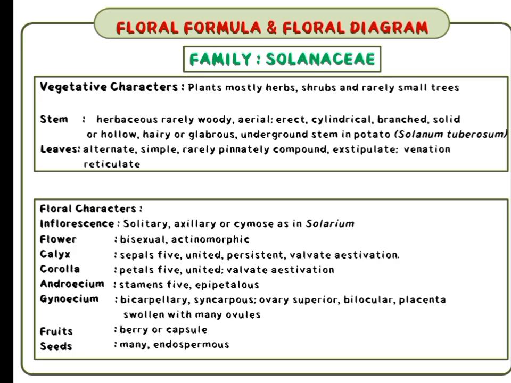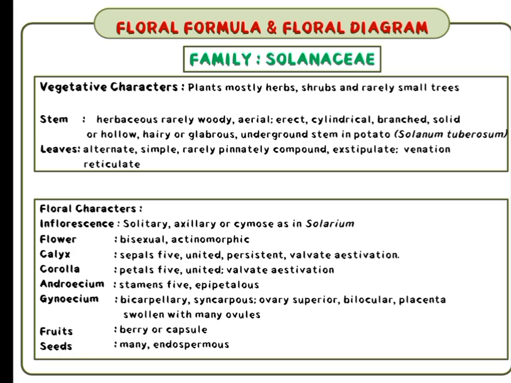Then in some cases the underground stem is modified. Example, potato, that is Solanum tuberosum. Then come to the leaf. Leaves are alternate, simple and rarely pinnately compound, and exstipulate. Exstipulate means there is no stipule. Then the venation is reticulate.